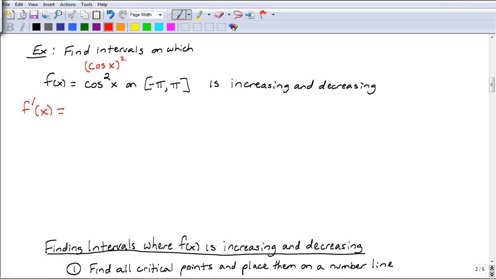So when I take the derivative, I have to use the chain rule. This is 2 times the cosine of x to the first. That's the derivative around the box. And the derivative of cosine is negative sine. So I get -2 sine x cosine x.